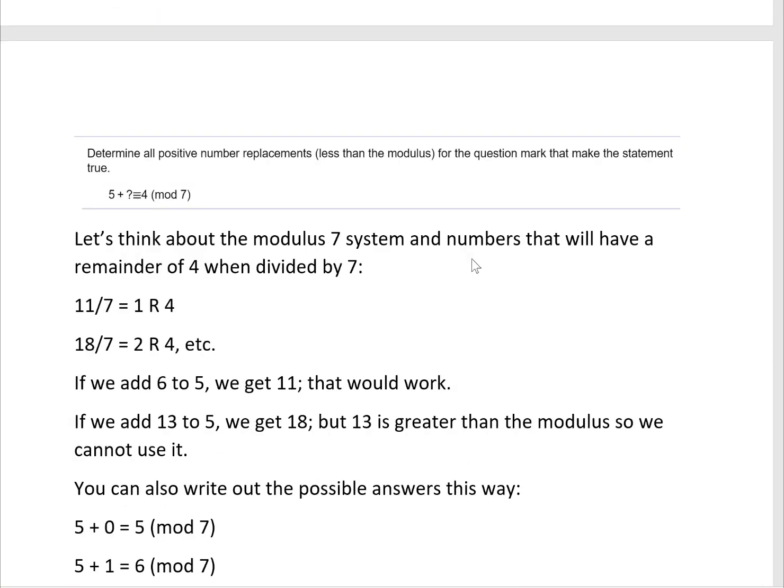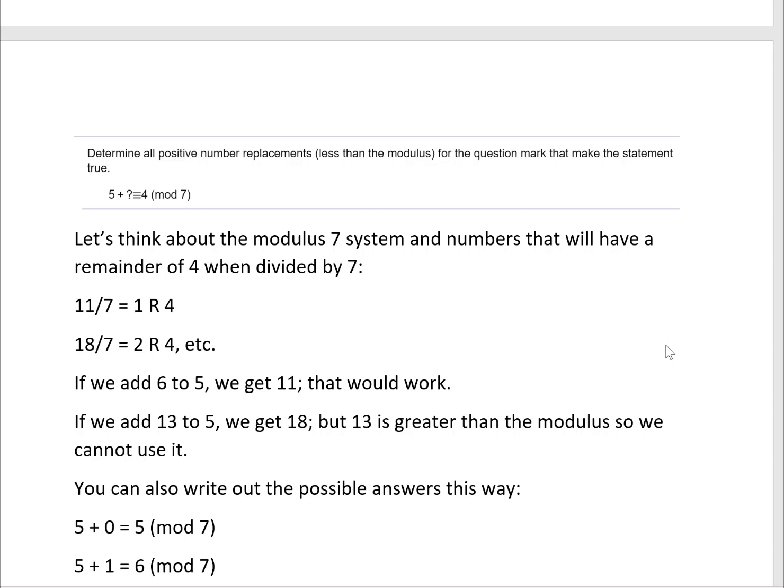Determine all positive number replacements less than the modulus for the question mark that make the statement true. 5 plus what number is equivalent to 4 in the modulo 7 system? So let's think about the modulo 7 system and the numbers that will give us a remainder of 4 when divided by 7. So 11 divided by 7 would give me 1 remainder 4. 18 divided by 7 would give me 2 remainder 4, etc.